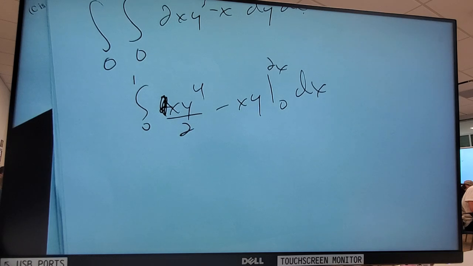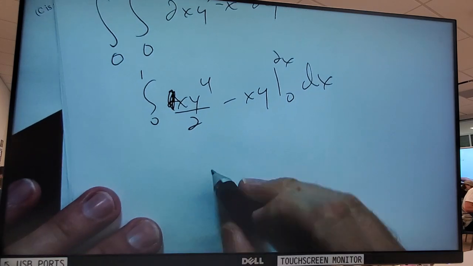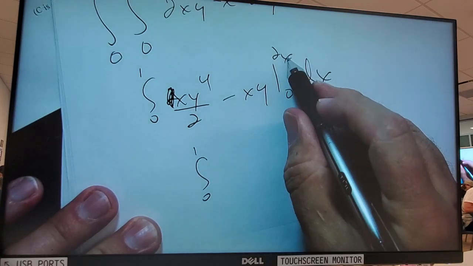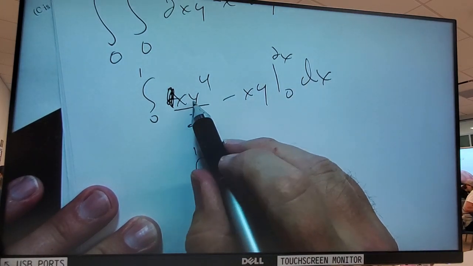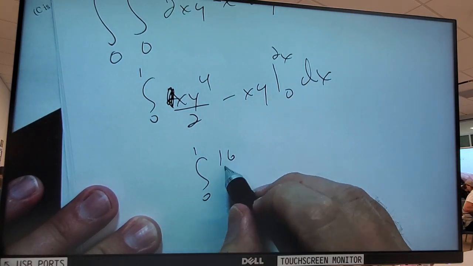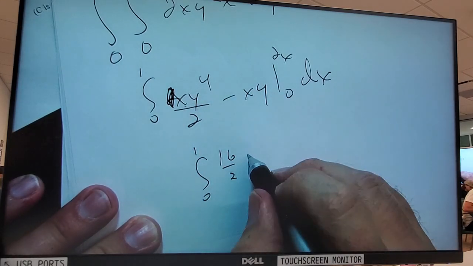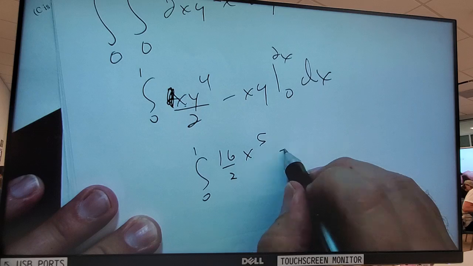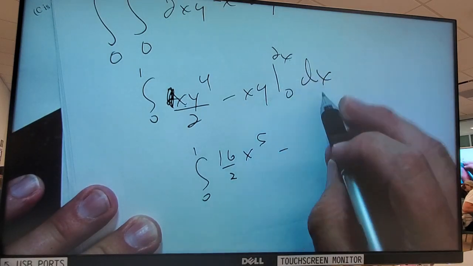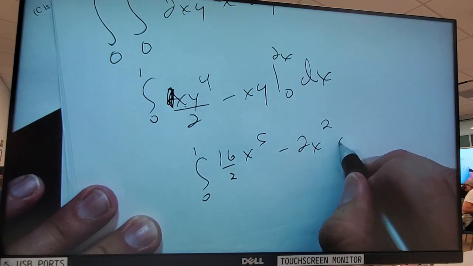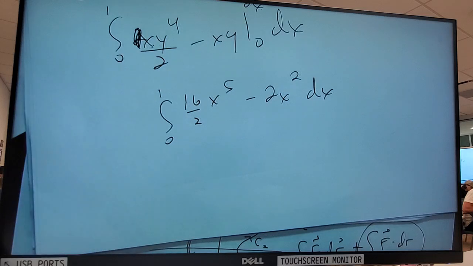I almost don't care now, because, yes, that's easy, maybe. So if I plug 2x in for y, I'll get 2 to the 4th is 16, divided by 2 is going to be 8 in a minute. X times x to the 4th is x to the 5th. And when I shove a 2x into y here, I get 2x squared. And then that's an easy integral, so now I've totally lost interest.